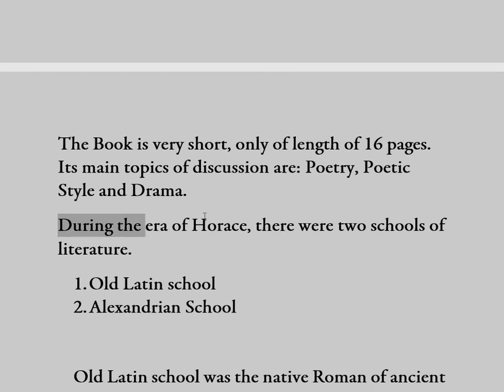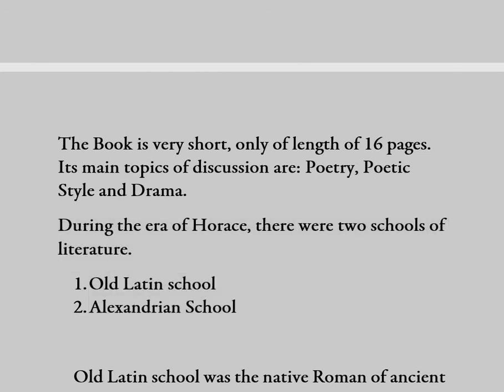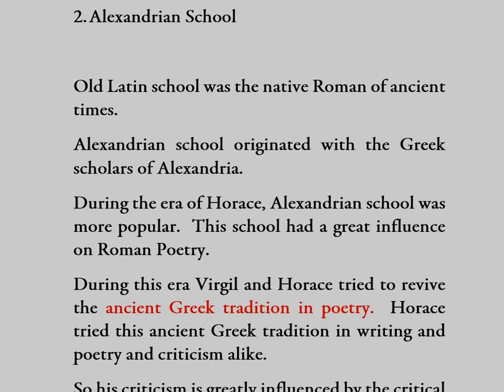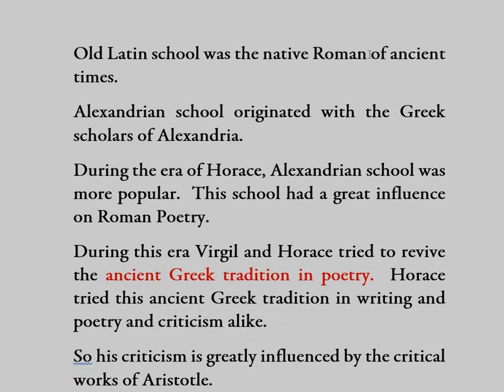During the era of Horace, there were two schools of literature. One, the Old Latin school, two, the Alexandrian school. The Old Latin school was the native Roman school of ancient times. The Alexandrian school originated with the Greek scholars of Alexandria. So what you must understand is that there were two schools of poetry that existed at that time.